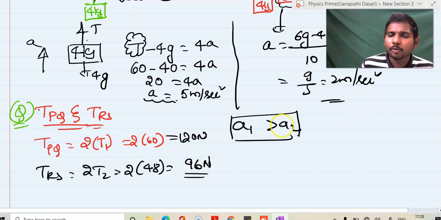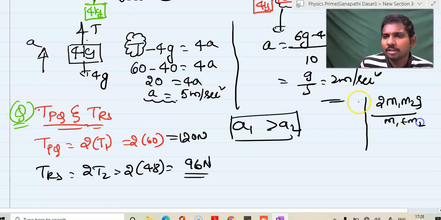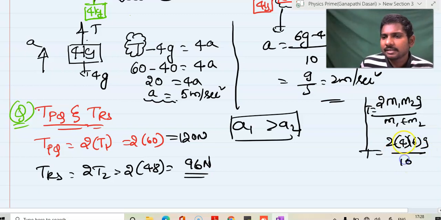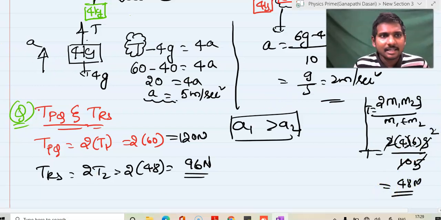Here, how did you get 48? We have solved it in the previous questions. If you don't remember it, again 2m1m2g by m1 plus m2, or you can solve the problem by free body diagram. Tension will be equal to 2 into 4 into 6 into g by 10, that is 48 Newton. So let us see the next situation and next question.